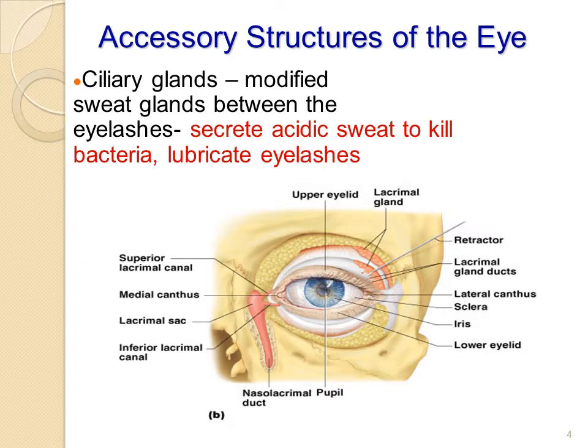eyelashes. So in this figure we can see the lacrimal gland, the structure of the eye, and the lacrimal gland appears. Also we can see the ciliary glands and eyelashes, which are the accessory structures of the eye.